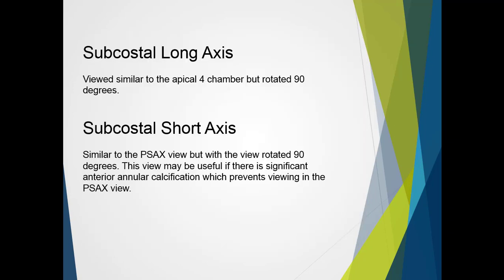The investigation continues where we move to the subcostal window, where we can get a subcostal long axis view of the heart, which is very similar to an apical 4-chamber view, but again rotated roughly about 90 degrees. Instead of the heart being vertical, it is now a little bit more horizontal on screen. We can also get a subcostal short axis view of the mitral valve, similar to a parasternal short axis, but again with a view tilted across. This view may be useful if significant anterior annular calcification prevents viewing from the other windows.